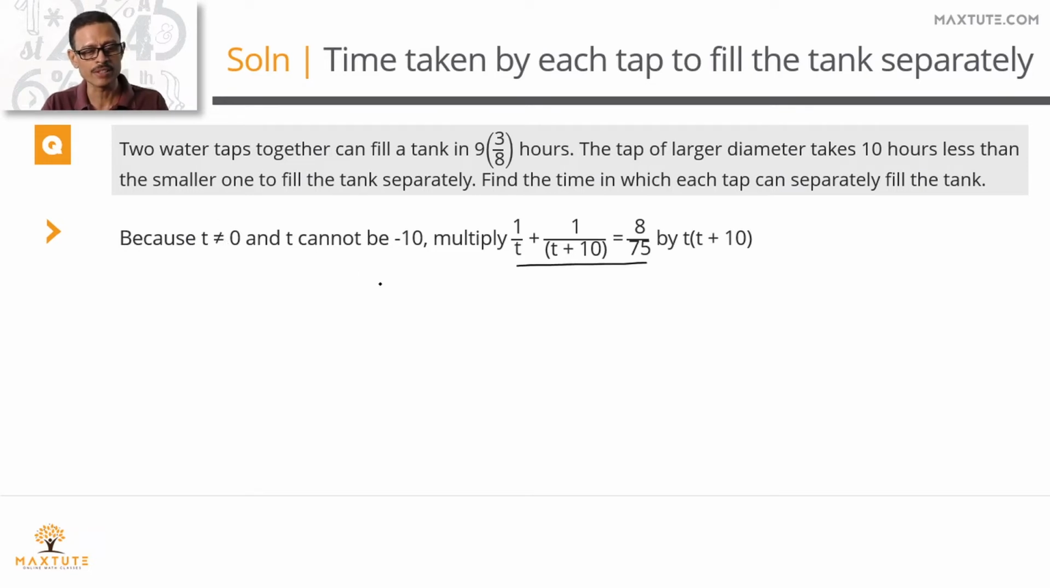t cannot be minus 10 because time cannot be negative, and if time is 0, then it's not going to take any time at all to fill it, but it takes some time. So t cannot be 0, t cannot be minus 10.